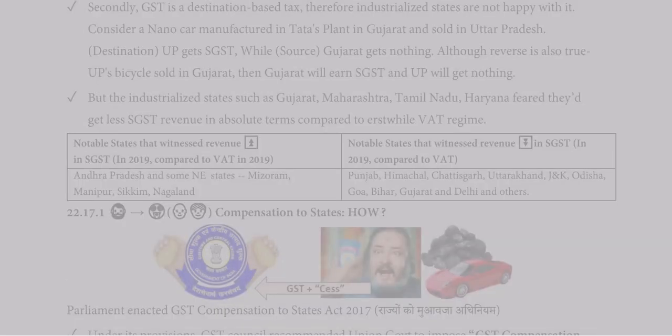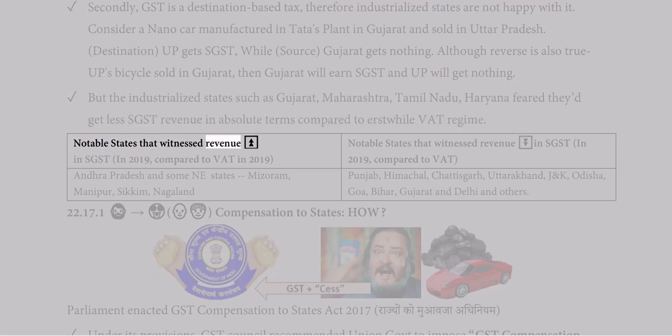Secondly, GST is a destination-based tax, therefore industrialized states are not happy with it. Consider a Nano car manufactured in Tata's plant in Gujarat and sold in Uttar Pradesh. Destination, UP, gets SGST, while source, Gujarat, gets nothing. Although the reverse is also true: a UP bicycle sold in Gujarat, then Gujarat will earn SGST and UP will get nothing. But the industrialized states such as Gujarat, Maharashtra, Tamil Nadu, Haryana feared they'd get less SGST revenue in absolute terms compared to the erstwhile VAT regime.